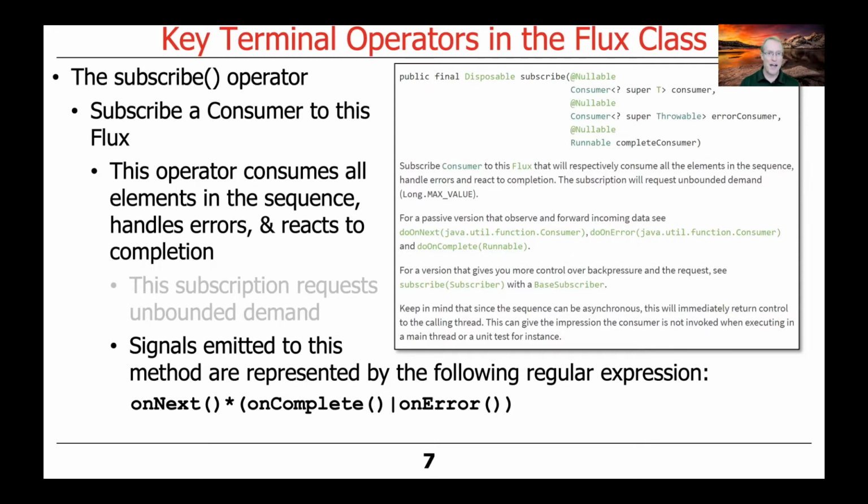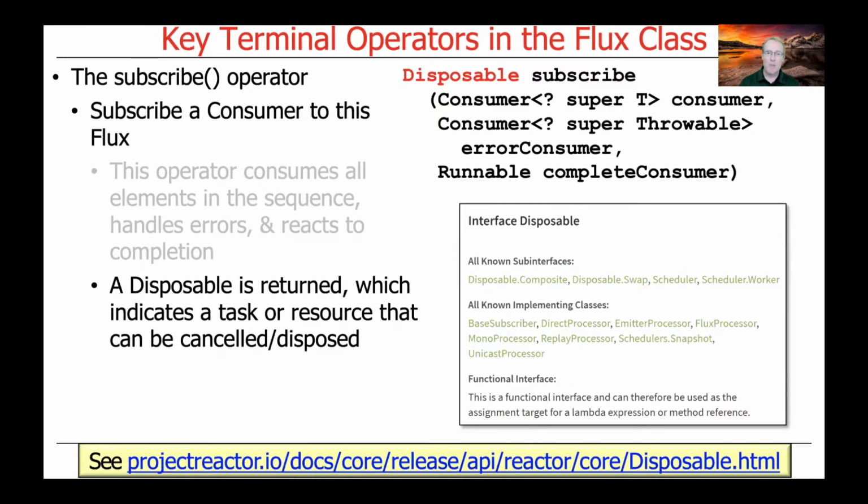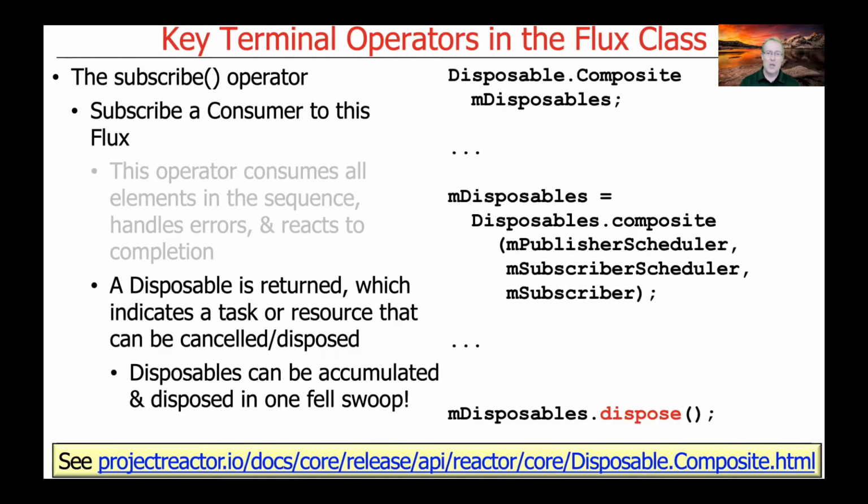And then we just saw how they're passed back to the appropriate parameters that we provided when we called the subscribe call. Subscribe returns something called a disposable, which is an indication that a task or a resource can be canceled and or disposed of. And this is useful for managing resources so that you don't leak resources indefinitely and then eventually run out of memory. You could actually use a very interesting class called a disposable composite in order to accumulate a bunch of disposables and then dispose of them in one fell swoop.